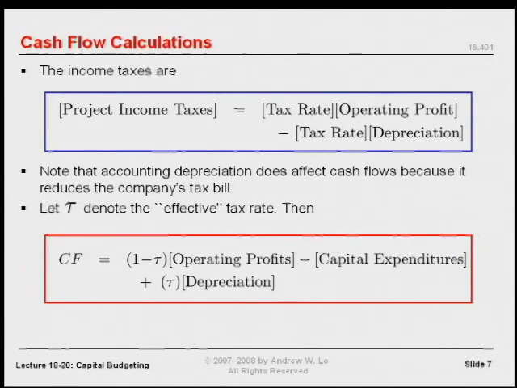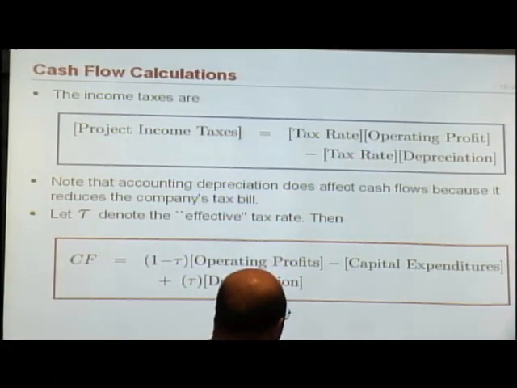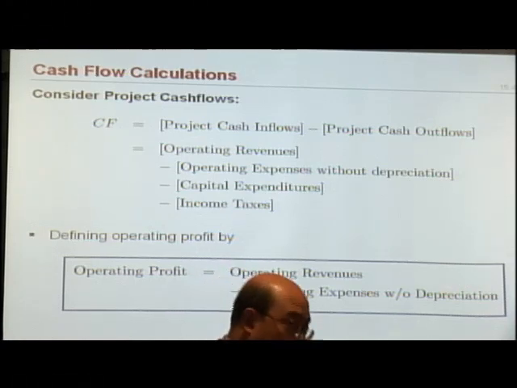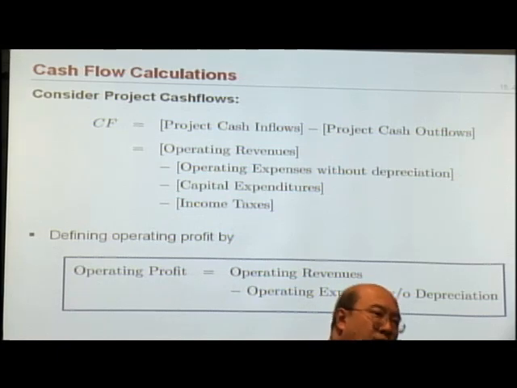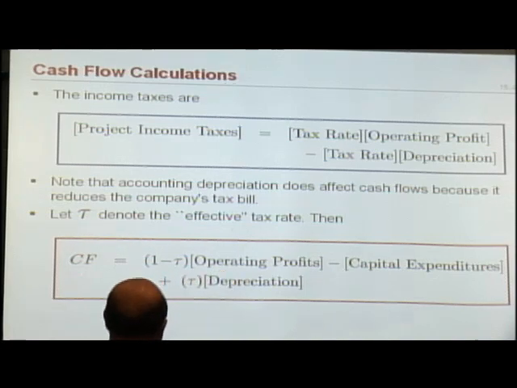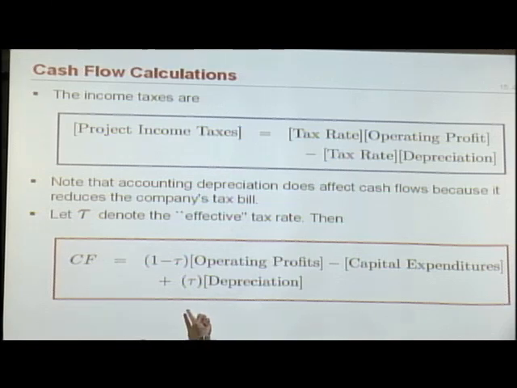All right? So the bottom line, what's your cash flow? It's going to be 1 minus your tax rate times the operating profits. Operating profits is operating revenues minus operating expenses without depreciation. Without depreciation. Depreciation comes in later when you're talking about the taxes. So here is where the depreciation comes in. So your cash flow is operating profits multiplied by 1 minus the tax rate, minus your capital expenditures.